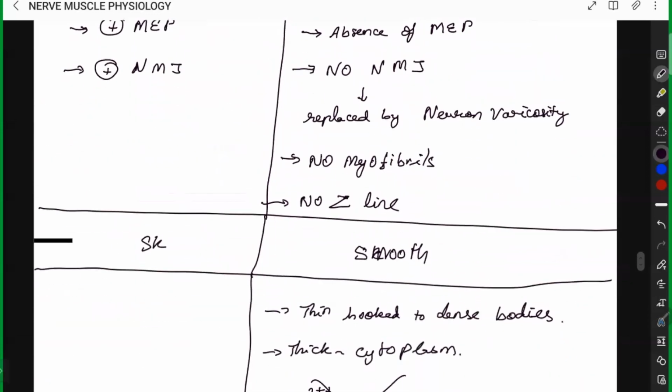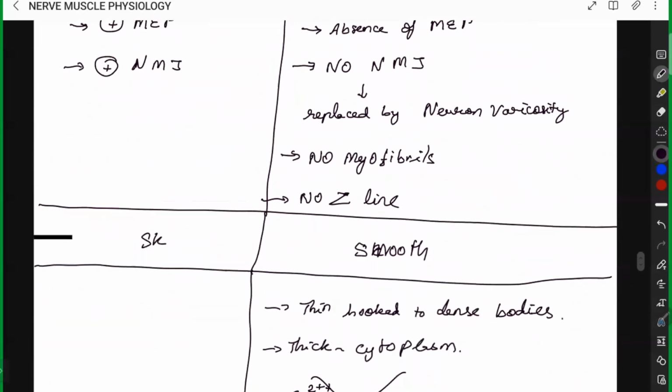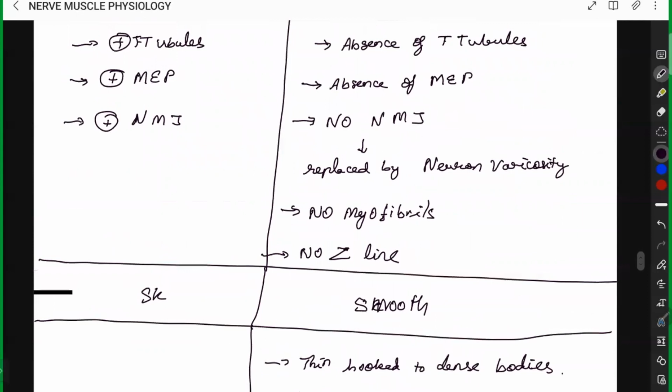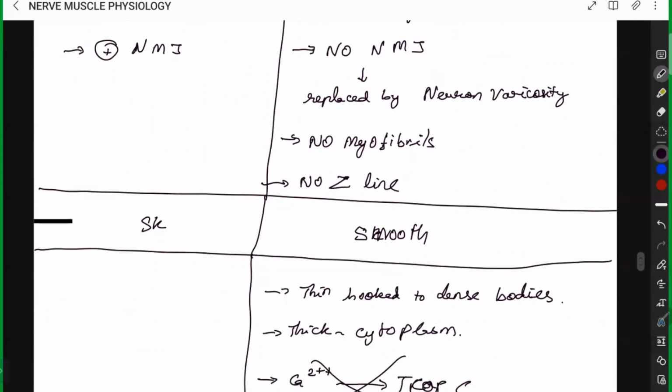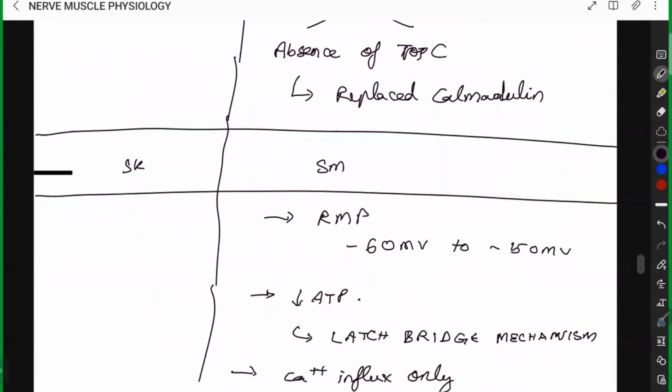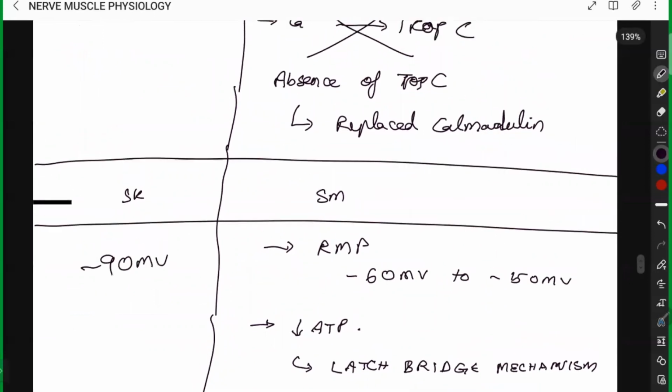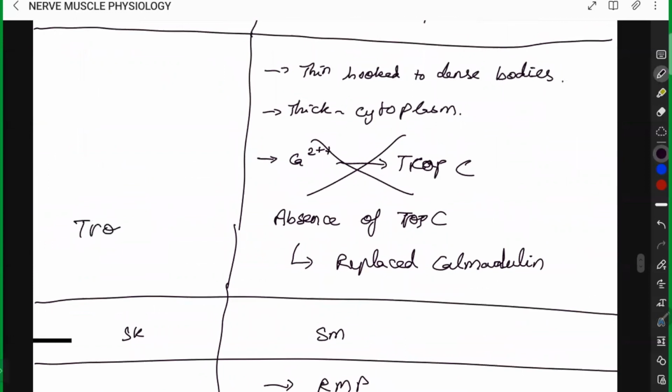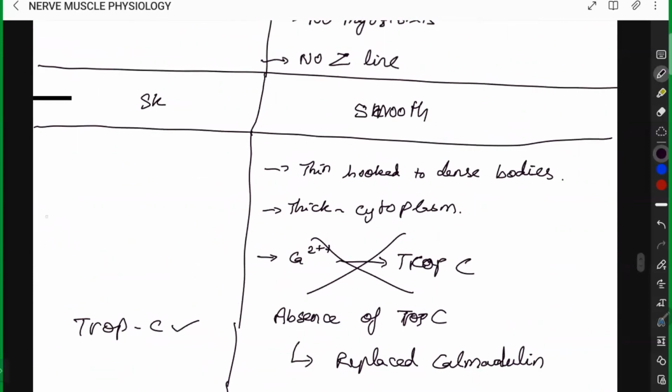Okay, so for all of this, it is exactly the opposite. So no Z line present, myofibrils present, your thin filament is attached to the Z line, your thick filament is attached to the M line, then you have the troponin C is going to be attached to the calcium, and you have resting membrane potential minus 90 millivolt. So troponin C is going to be present, your thick filament is going to be attached with your M line, and you have thin filament that is going to be attached with your Z line.